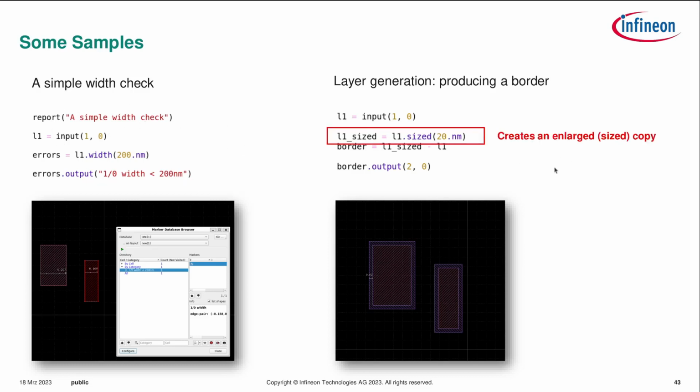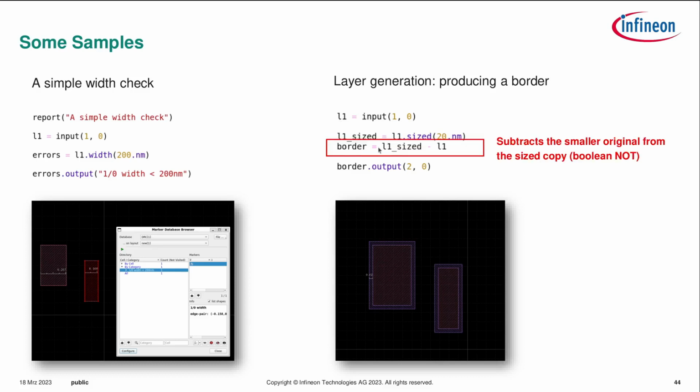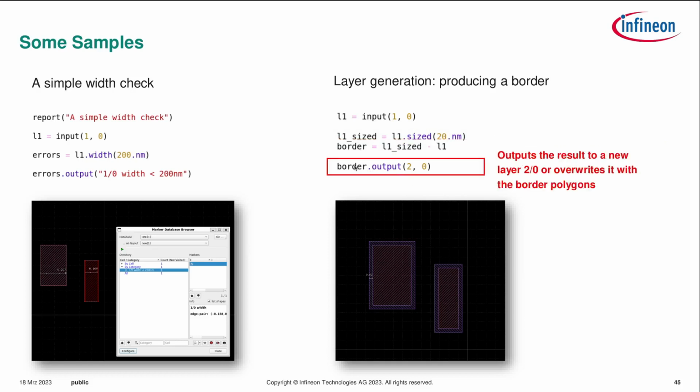On the other side, on the right side, I'm inputting some layer from layer 1 data type 0. I'm oversizing. I produce the difference of both, and then I send the output, in this case, to layer 2, and this gives me the small rim here.